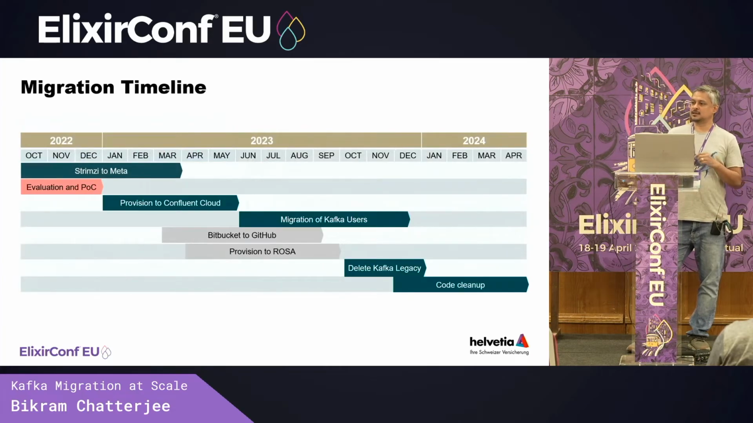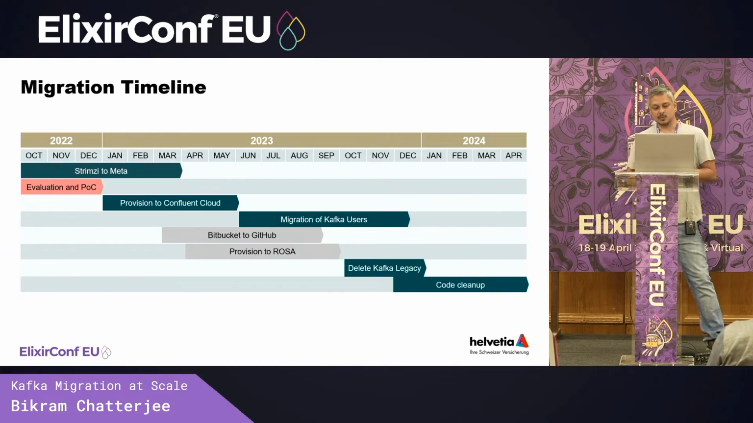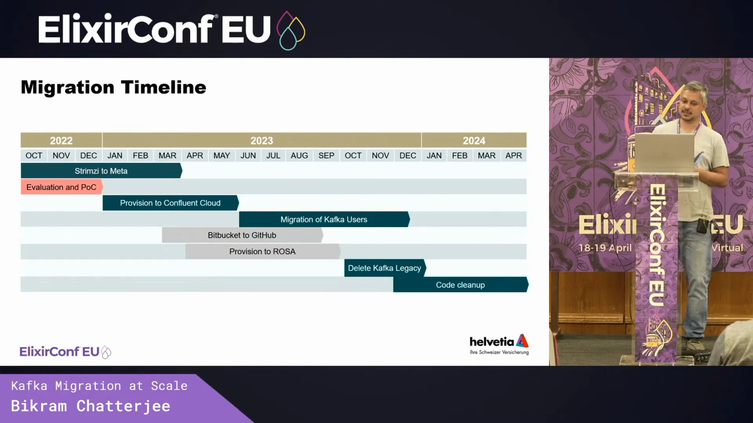Now, taking all of this together, our final migration plan execution looked like the following. In the last quarter of 2022, we started migrating the streams definition into the meta model, while at the same time, we also built a POC to evaluate the viability of provisioning Confluent Cloud through our self-service. Then we actually finished our self-service to provision Confluent Cloud. Around that time, we were ready to migrate our users. So in mid-2023, we started migrating our users to Confluent Cloud, which lasted till the end of the year.